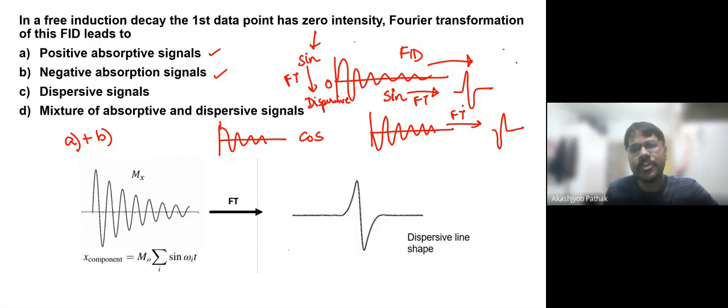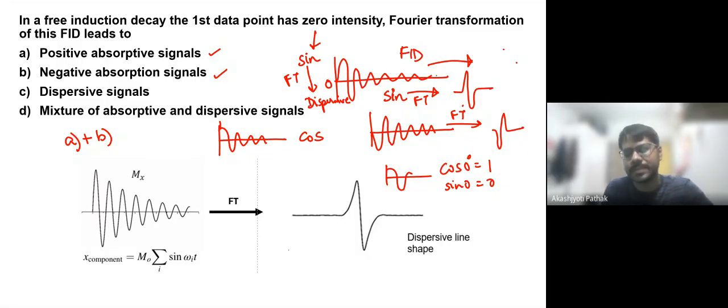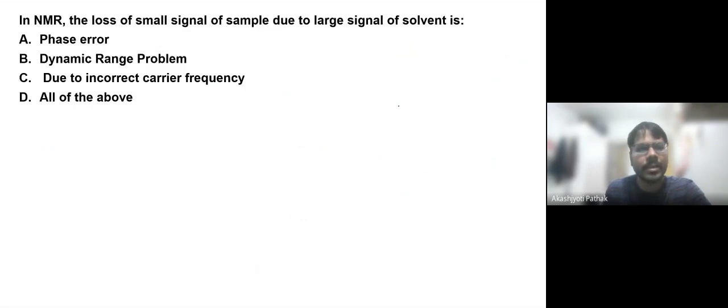And if it is starting from some amplitude, it means it is a cosine function, right? Because cos zero is never equal to zero. Cos zero is one, and sine zero is zero. So when you are getting zero intensity after Fourier transform, it means that it is the sine function. Okay. So this question we just now discussed.